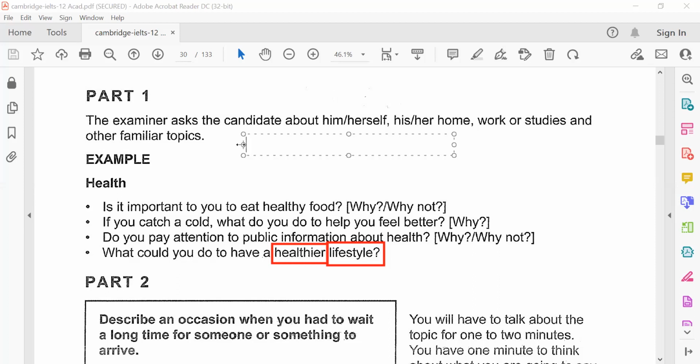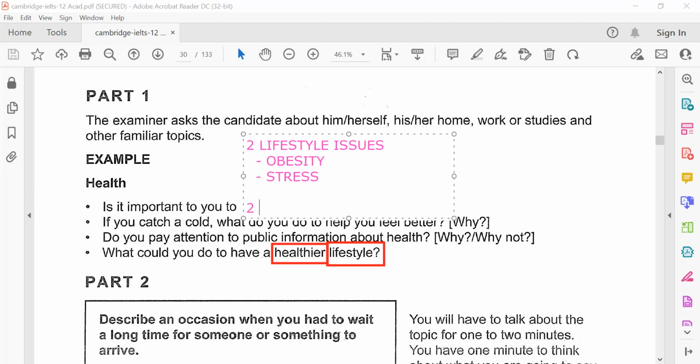And lifestyle issues. There are 2 lifestyle issues. What are those typically? One is obesity, very good. The other one is stress. Yes. Okay, all right. These are the two lifestyle issues. Why do they happen? What are the causes?